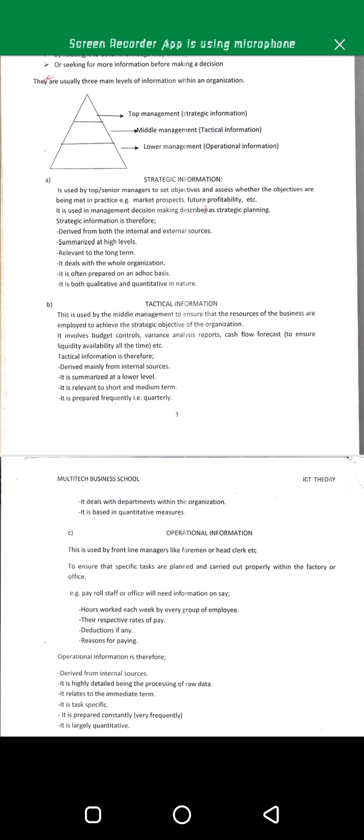We're talking about marketeers who go out in the field. We're talking about sales personnel and distributors who go out in the field and get feedback from customers. These provide you with strategic information because this is not within the organization. So this is information got from those sources.